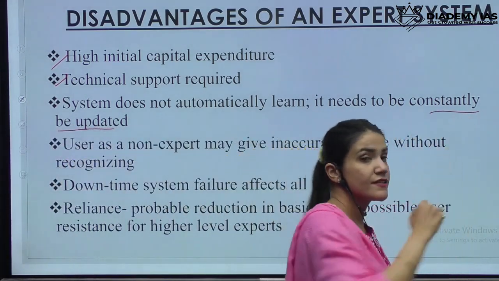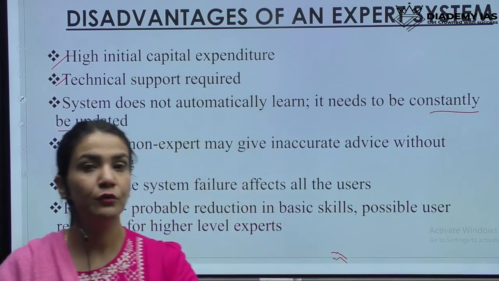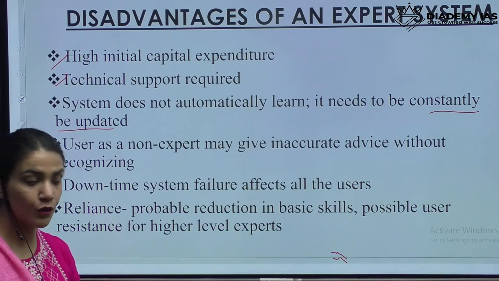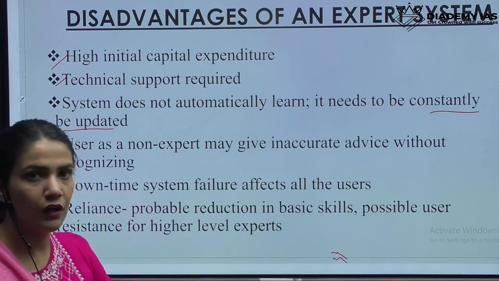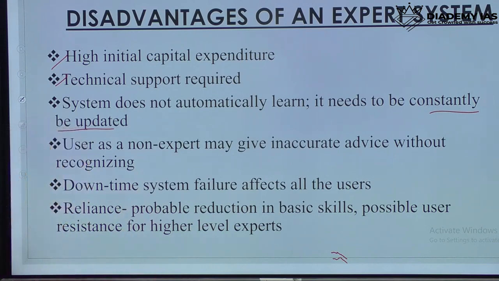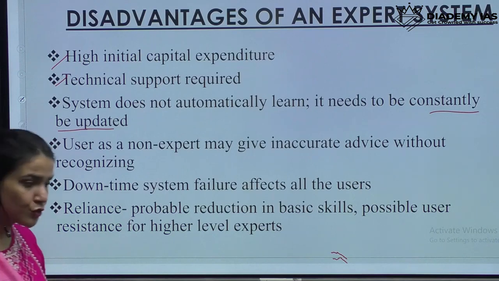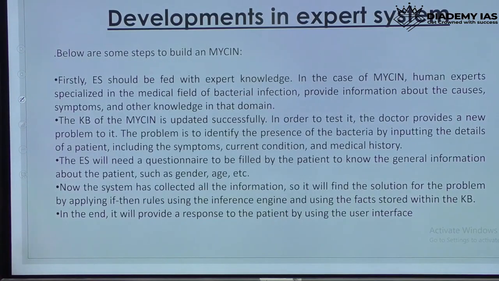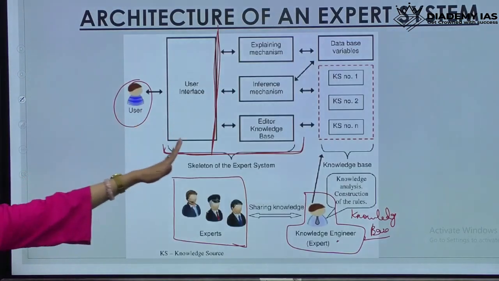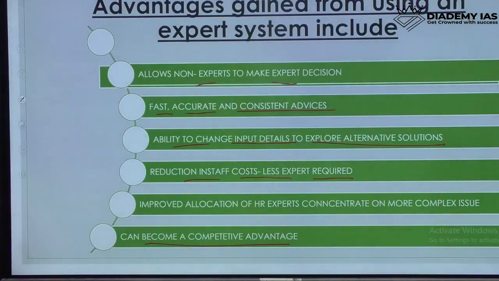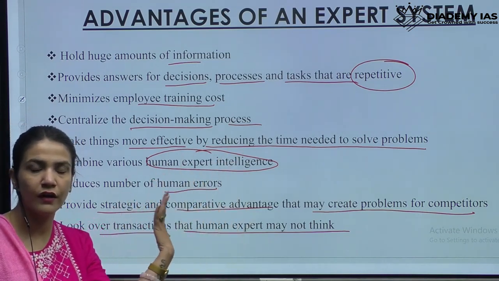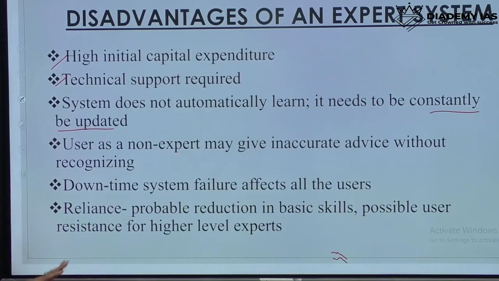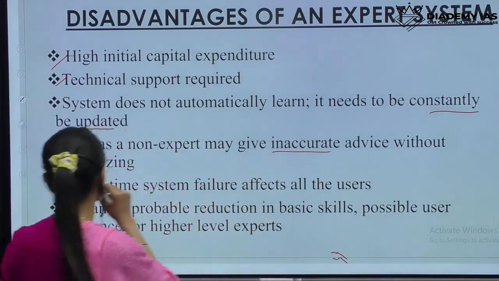That's what I told you. It's a system, and the information keeps on changing. So as a human person who is using or handling this expert system, the role of the knowledge engineer comes here. He has to be always on the go for updating the information. A user as a non-expert may give inaccurate advice without recognizing it, right? Sometimes the user, the first person who is actually providing us the facts, might be at fault in providing the right facts. If the first step goes wrong, the entire solution being received would be wrong. So definitely a user, if non-expert, might give you inaccurate advice.